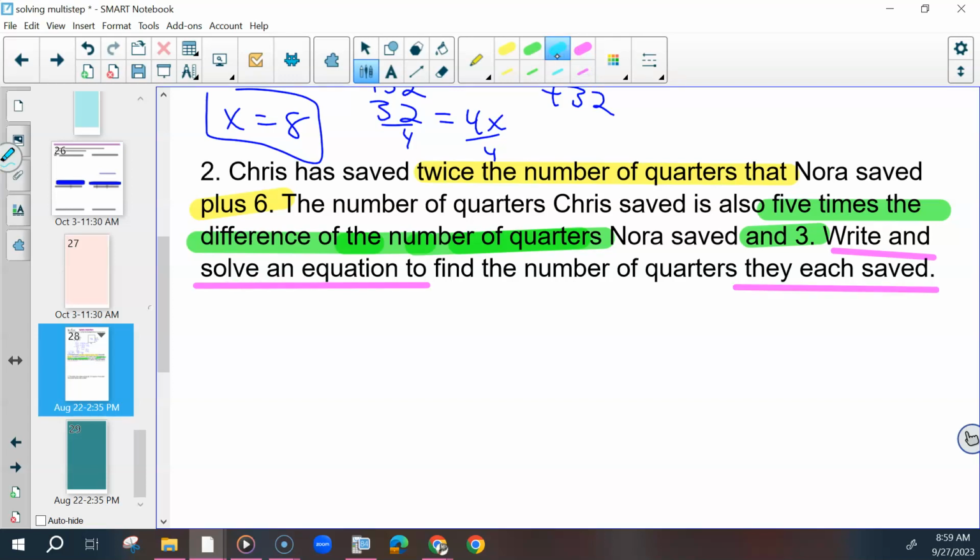I'm also going to highlight the words "is also," because that's going to tell us how we're going to set this up. Alright, so we need a variable first. Because this is talking about Chris has saved about Nora's amount, we're going to make a variable for Nora's amount, and eventually it will solve for Chris's. So I'm going to call that n. You can call it whatever you would like. And that would be number of quarters Nora saved.